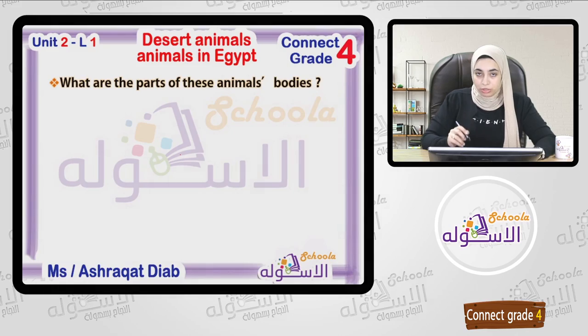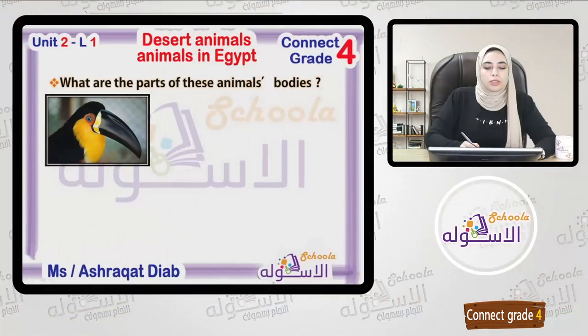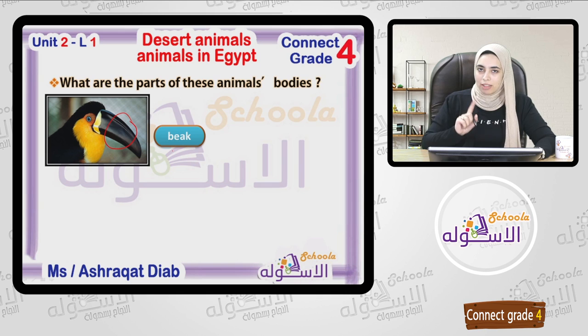I will show you pictures and I want you to think with me, which parts of animals' bodies. Which part of animals' bodies is this? Okay, let's see. The first picture. Do you know what this is? Great. It's beak. Very good. We don't have beaks, but birds have beaks.